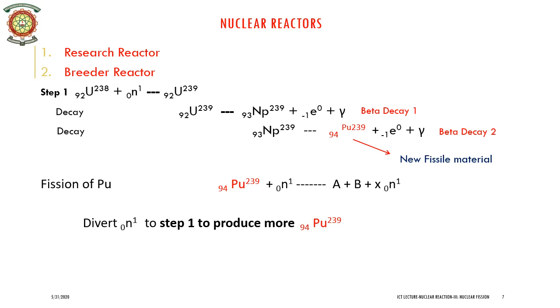Now, if you consider uranium-238, which is a natural uranium, you can convert uranium-238 to uranium-239 by bombarding it with a neutron. Now, uranium-239 is highly radioactive. It spontaneously disintegrates and undergoes 2 successive beta decays to transmute to plutonium-239 as shown in this slide.